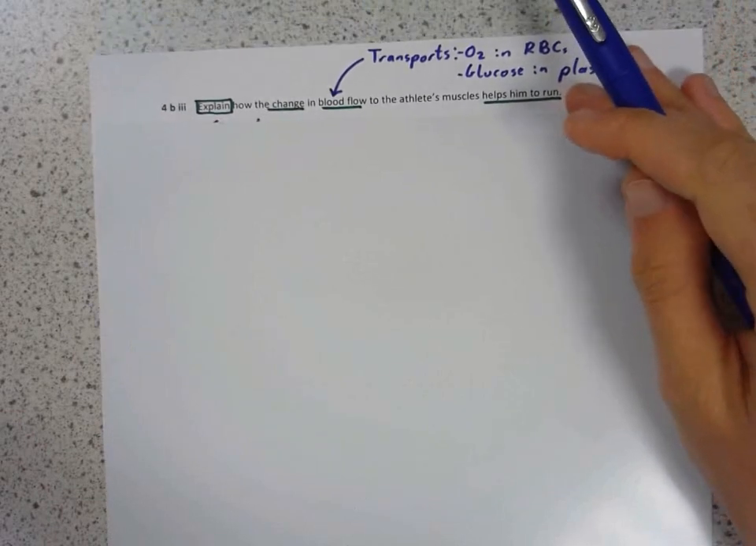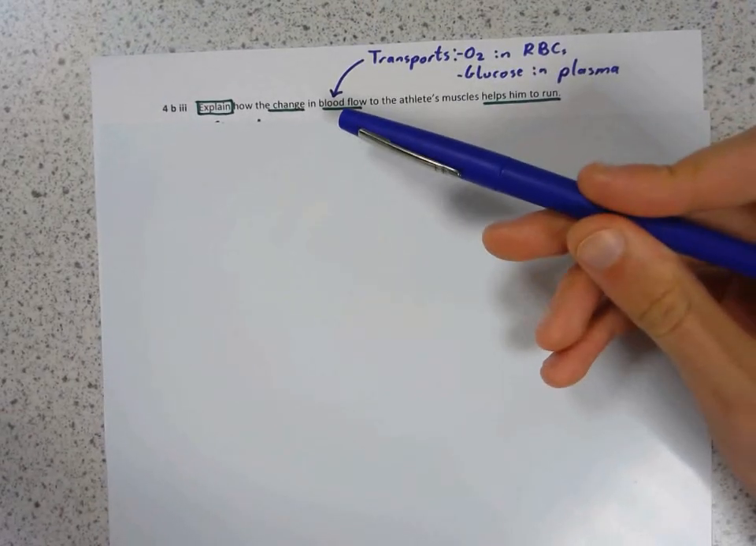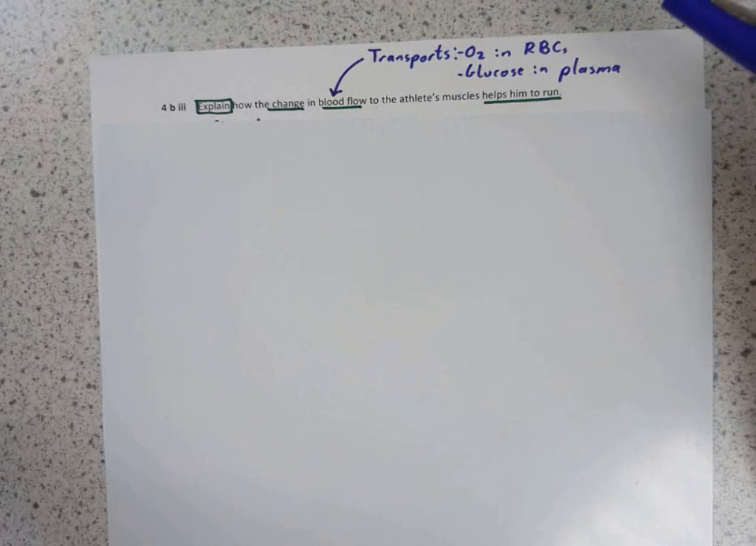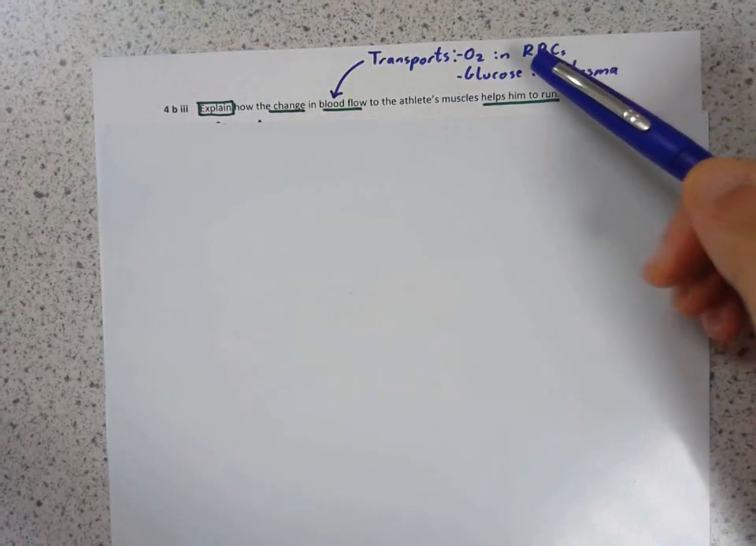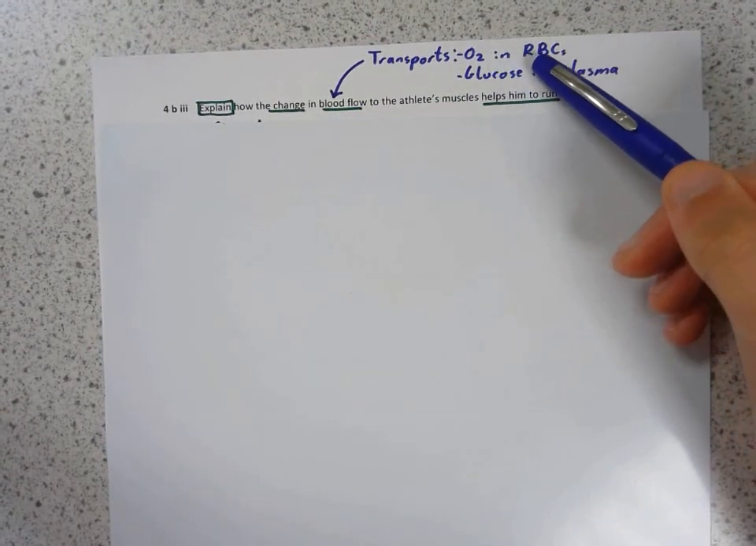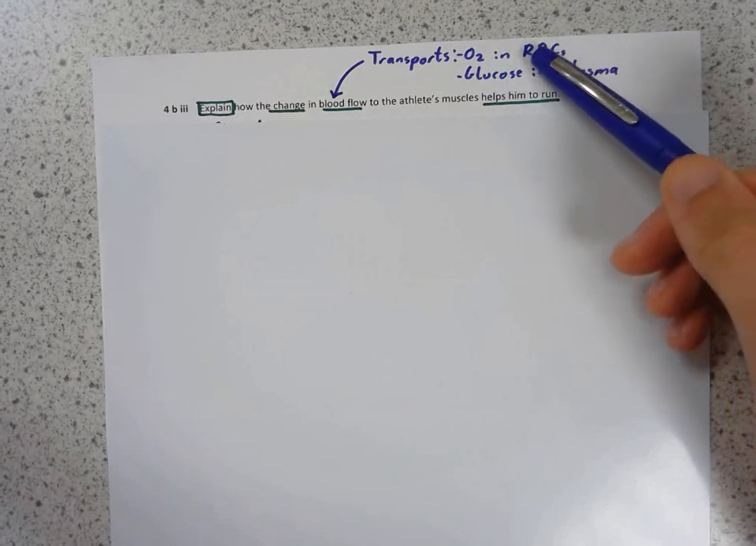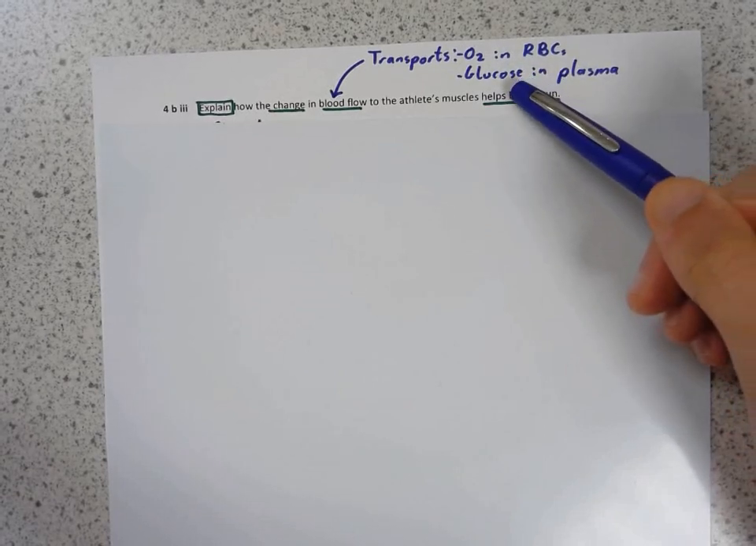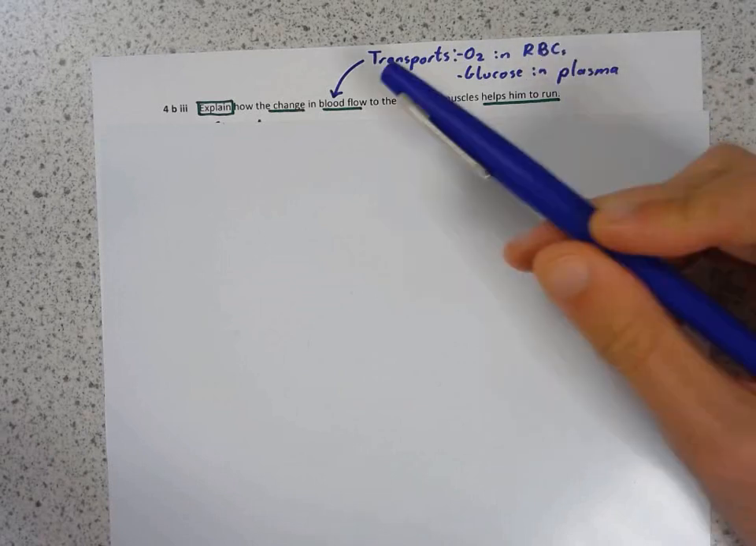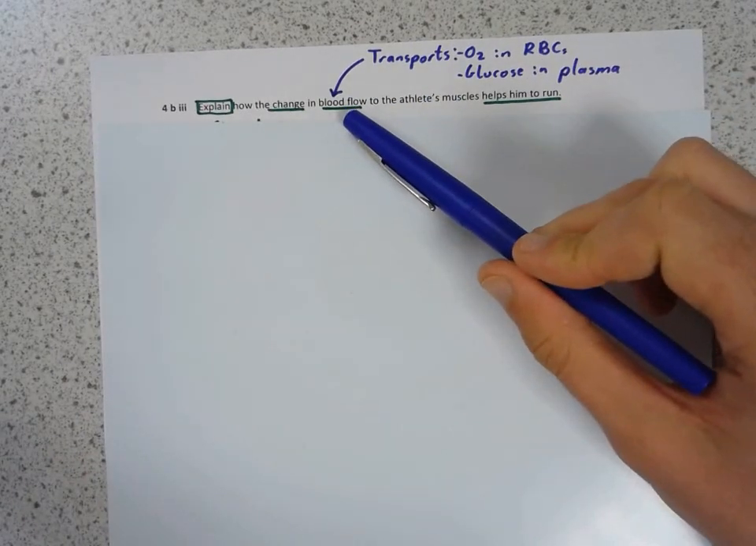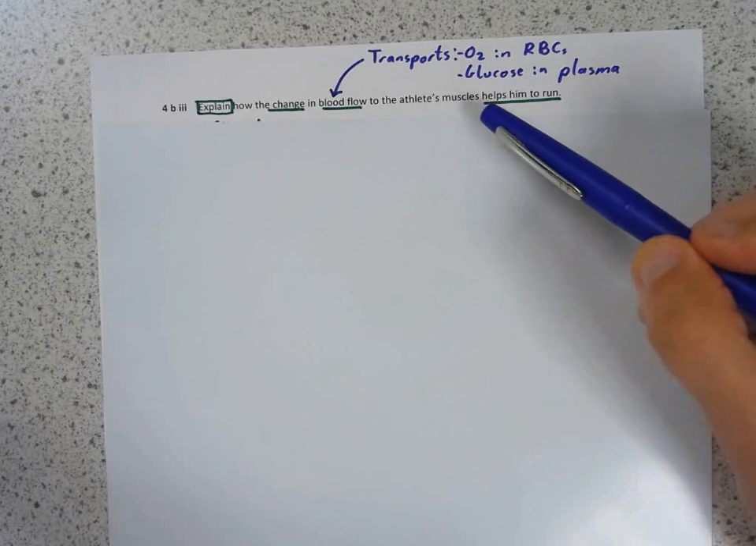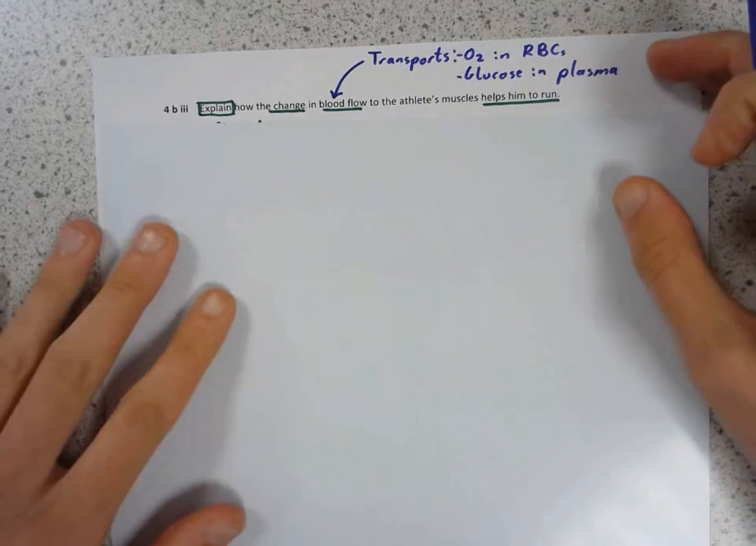Okay, last question. 4b III. Explain how the change in blood flow to the athlete's muscles helps him to run. So I'm thinking about my blood. It transports 2 really key things I'm interested in at the moment. It transports oxygen in my red blood cells. I've just written that as RBC, red blood cells. Also transports glucose in the plasma. So as we're changing the blood flow, how quickly that blood flows through his vessels, that's going to help him to run, and that's what I want to explain.